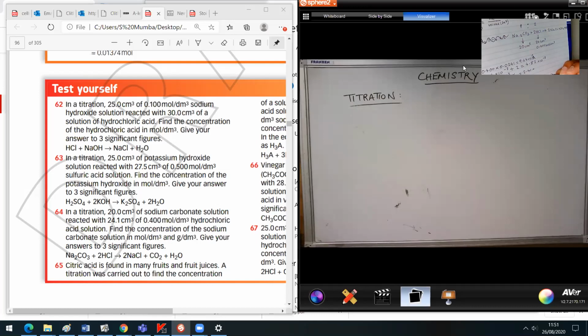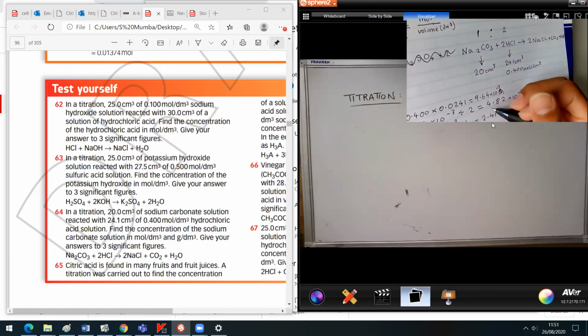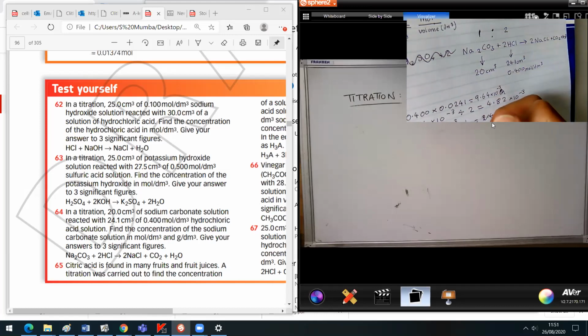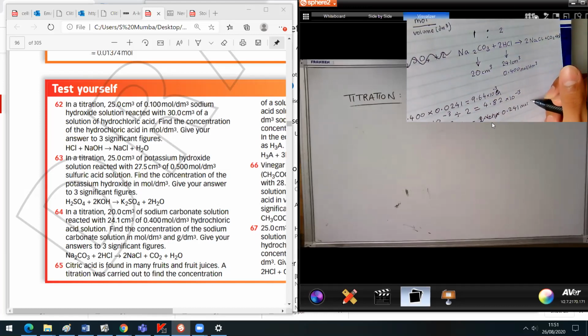And then that divided by 0.02. And this time it gives you 0.241 moles per decimeter cubed. Excellent. Good. Well done. And then it asks for the final concentration in moles.